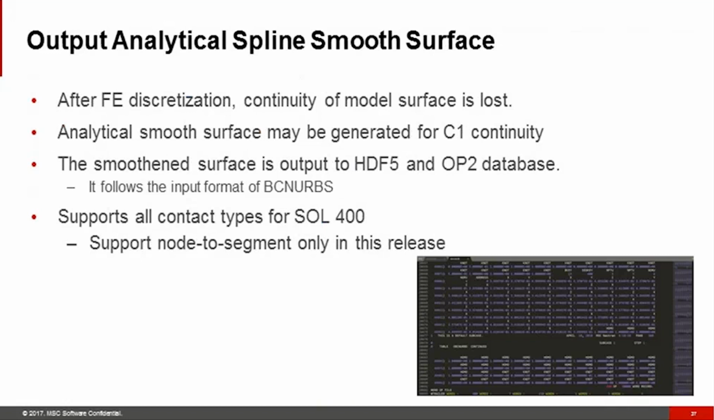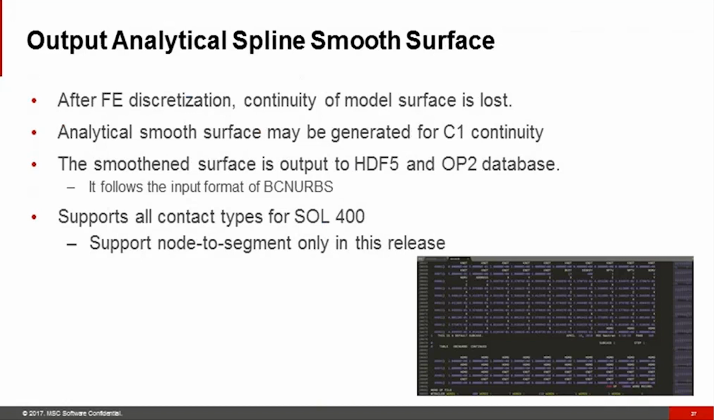Similarly, we have added an option that allows you to visualize the output for the analytical spline smoothened surfaces. So when you have a curved geometry, MSC Nastran has an option to smoothen the contacting geometry for you for improved accuracy using analytical surfaces. This provides better continuity and eventually improved results.